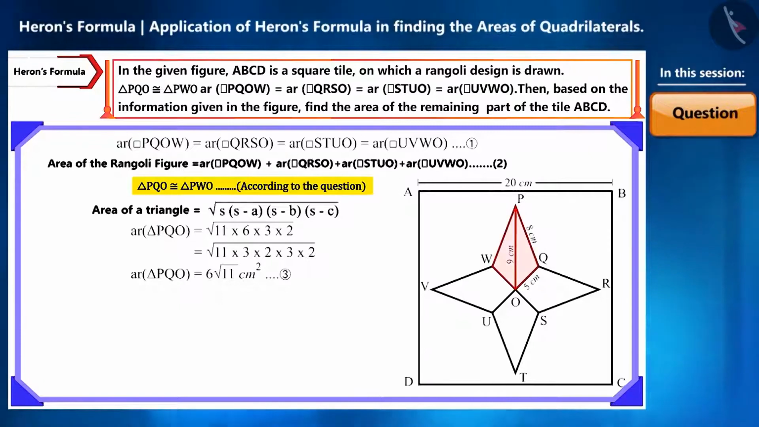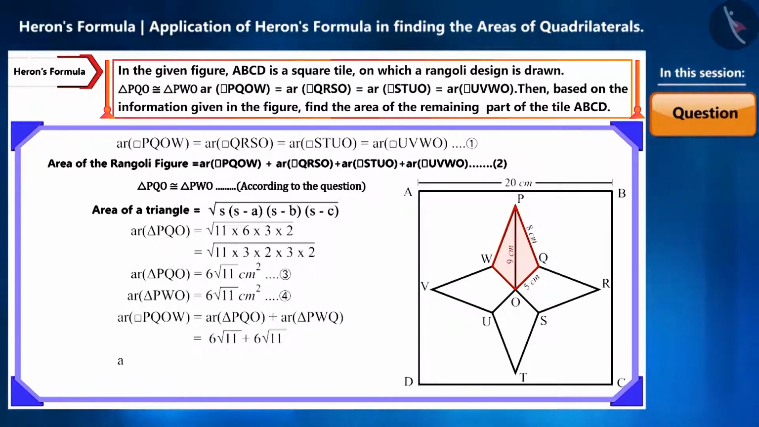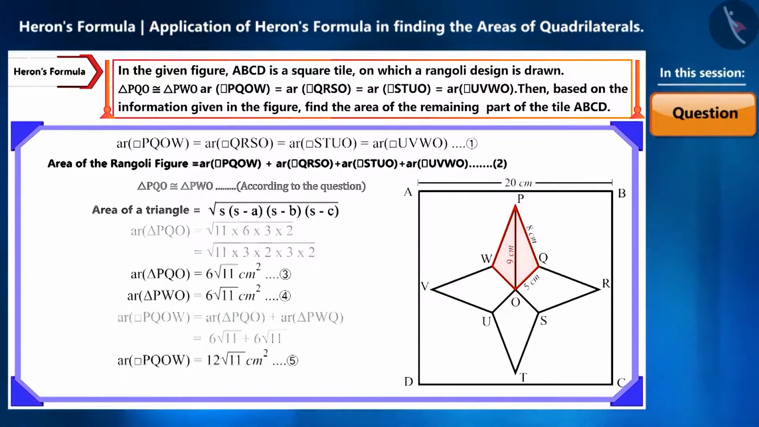And both these triangles are congruent. Therefore, the area of triangle PWO will also be this. Now we can obtain the area of quadrilateral PQOW by adding these two. We obtain it as 12 root 11 square centimeters.